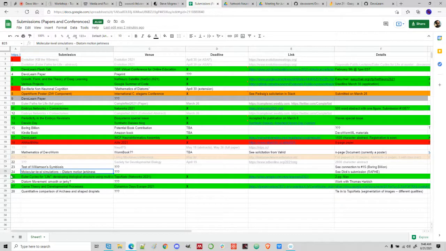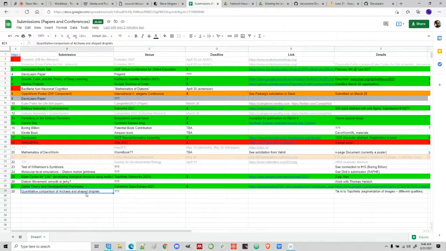The same thing with the molecular level simulations. We're looking at higher order movements in diatoms, especially changes in acceleration, many derivatives of that. So we're looking at jerkiness specifically. And this is for a special project called Rafe. And then we have the smoother jerky diatom movement. This is with Thomas Harbick, but it is related to 24.